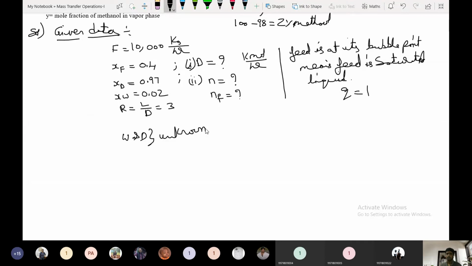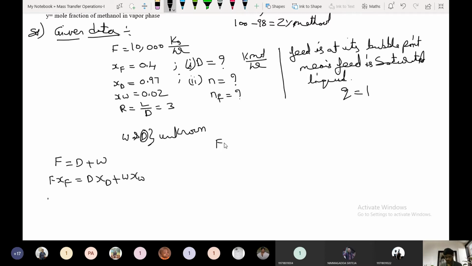These are unknowns. Using the material balance formulas, we can calculate them. Equation 1 is F is equal to D plus W. For the more volatile component, it is F XF is equal to D into XD plus W into XW. These are equations 1 and 2, and from them we can calculate D and W. F is already given as 10,000, but we want D in kilomole per hour. So we have to convert F from kg per hour to kilomole per hour. How do we convert that?